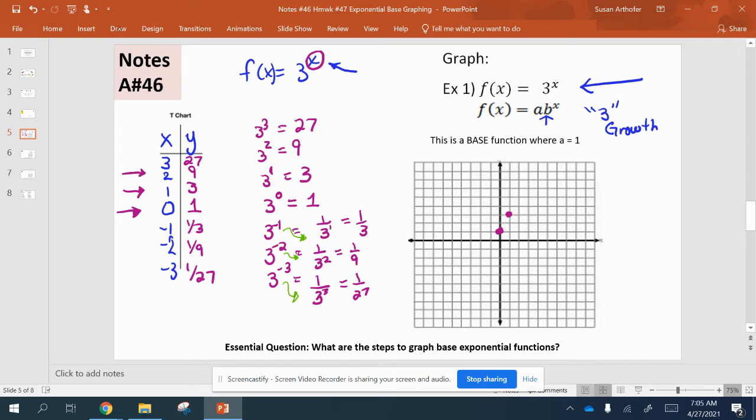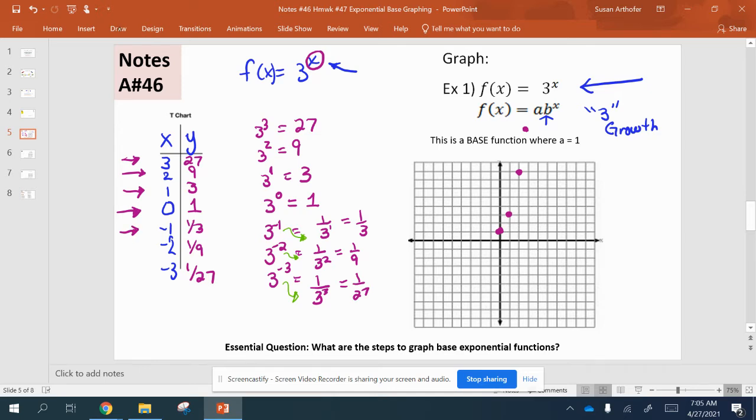Next one, over 2 up 9. And over 3 up 27. So that one goes off the grid, so I'll just put it there so I can reference it when I graph it. Okay, now let's do negative 1.